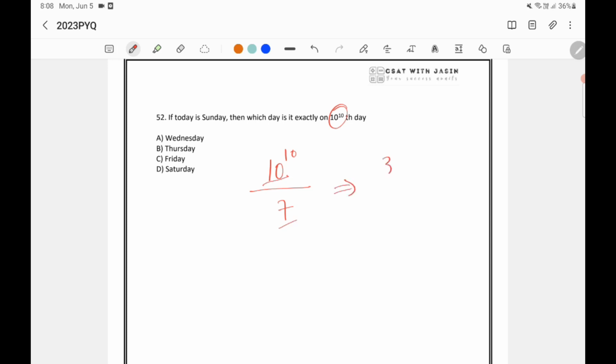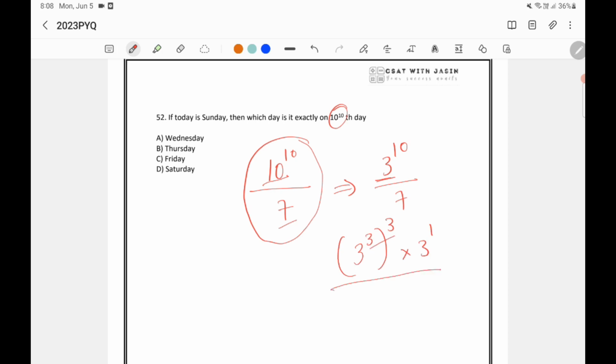So we can write it as 3 raised to 10 divided by 7. So if 10 raised to 10 divided by 7, we are getting a remainder, it will be same as 3 raised to 10 divided by 7 also. Okay, now here 3 raised to 10, I am just modifying it. I am writing it as 3 raised to 3 whole raised to 3. So this is 3 into 3, 9 into 3 raised to 1. So total will become 10 divided by 7.